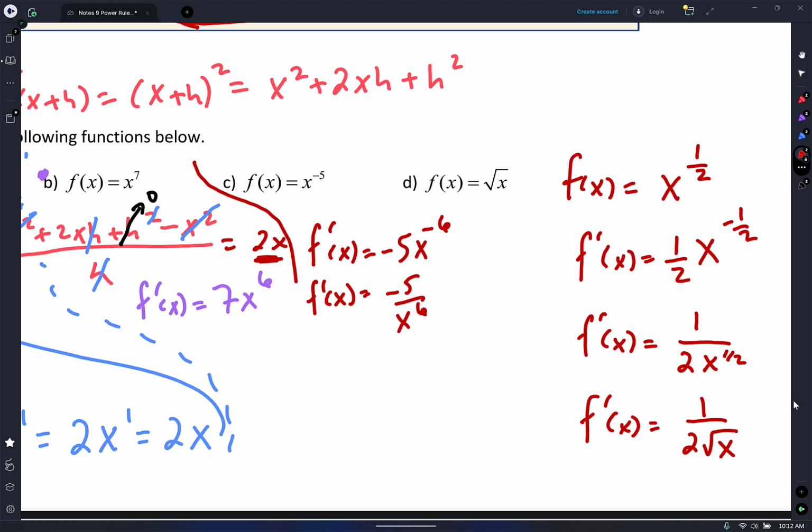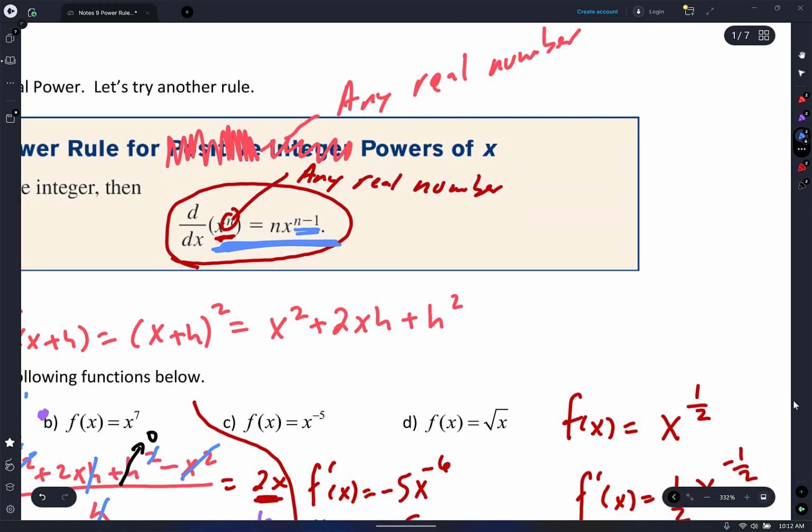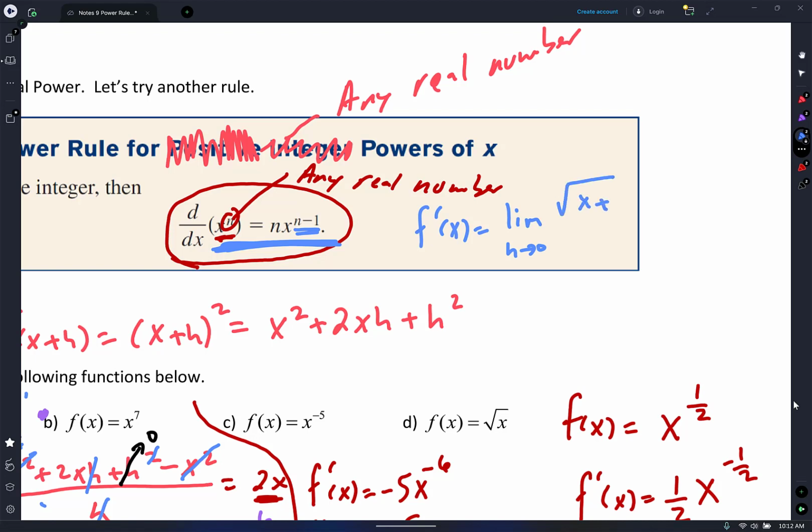Okay guys, real quick. Look how much nicer this was. I'm looking at letter D. Before, here's how you would do it. I'm going to do it in sky blue. It's up to you if you want to put this in your notes or not. Before, I would have to do this. f prime of x is equal to the limit, as h approaches 0, of square root of x plus h minus square root of x, all over h. Do you guys remember that?